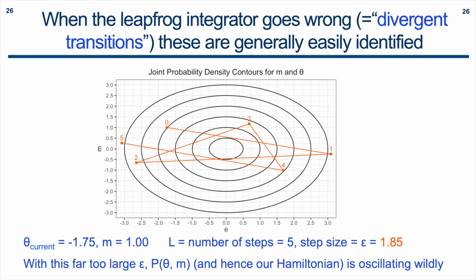So in this graph here, I'm showing you 5 steps with the Leapfrog integrator, but I'm using a very, very large epsilon here, a very large step size. So it's really struggling to follow the contour that it's supposed to be following, and it's tending to go all over the place. So what happens in this situation is that our Hamiltonian, the value of the contour, essentially, is going to be going very high, very low, very high, very low. And it's going to be easy to diagnose that.